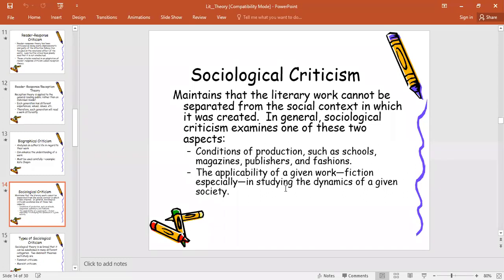So the applicability of a given work, by given work means literature or fiction, especially in studying the dynamics of a given society, is essential. So this is the sociological criticism, and I think that this is the most important type of topic over here.